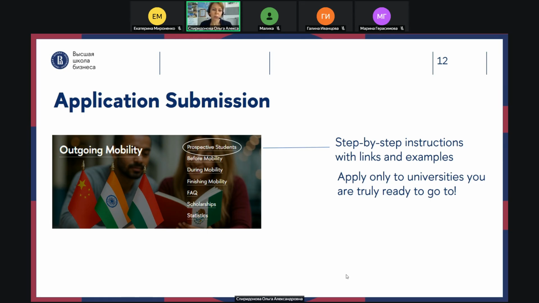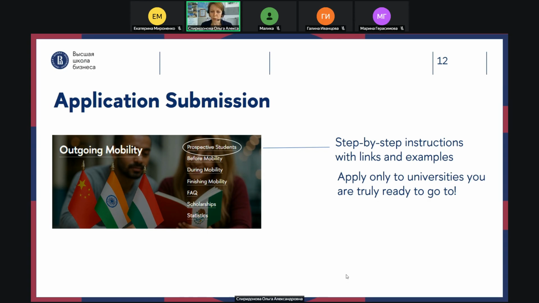And please apply only to those universities that you are truly ready to go to, because sometimes students just apply, and after that, for example, we nominate them and they say they don't want to go there. They spend our time, they take somebody's place, and it takes a long time to choose another student and make the offer. So please be ready.